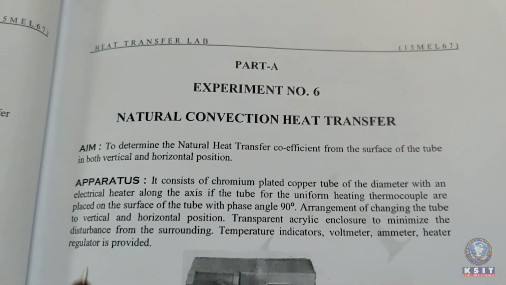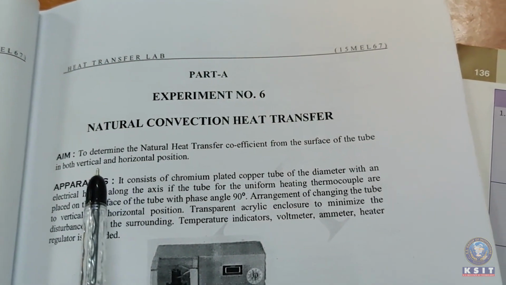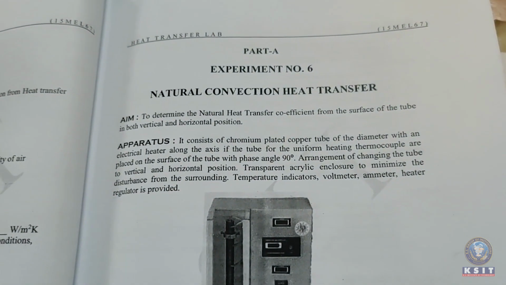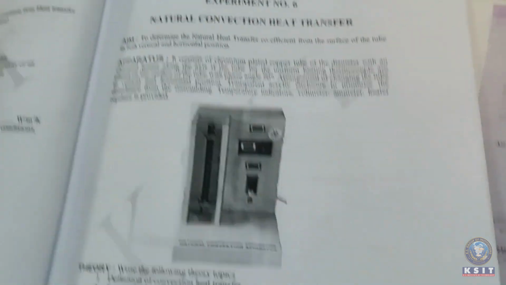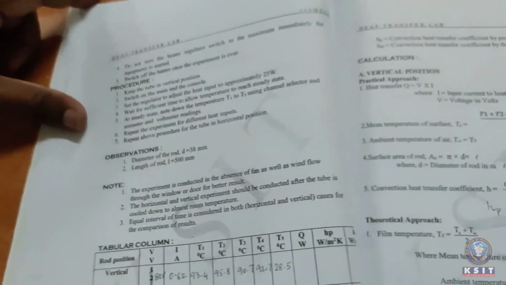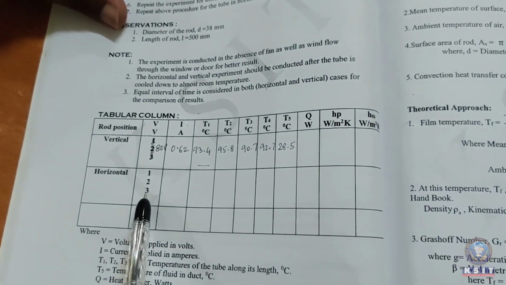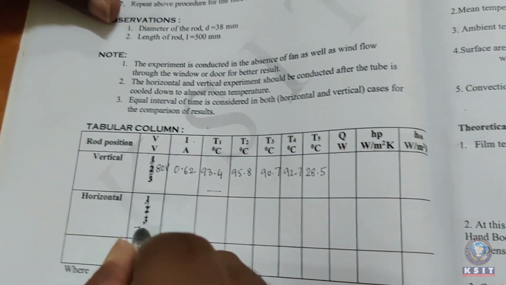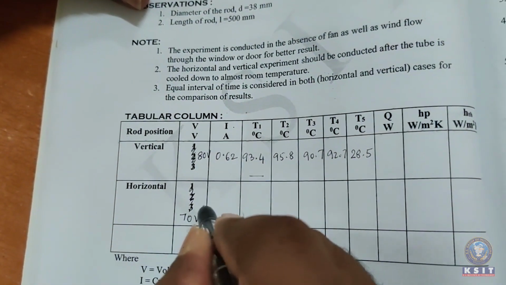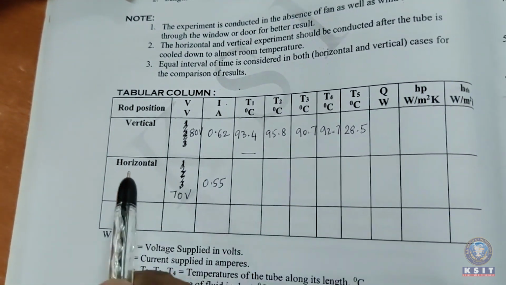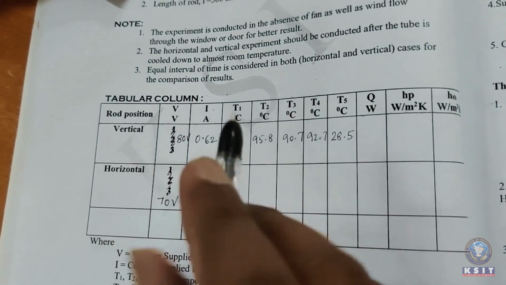We will start now the discussion about the calculation part for natural convection heat transfer when the rod is kept in horizontal position. So the same page number 17. I am going to the natural convection, and in the tabular column I am writing the values we have taken for horizontal position. First column the 70 volts, followed by the current of 0.55 amps. This is for horizontal position. Everyone can definitely check it.